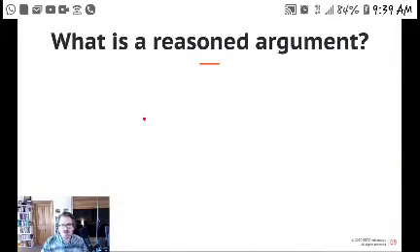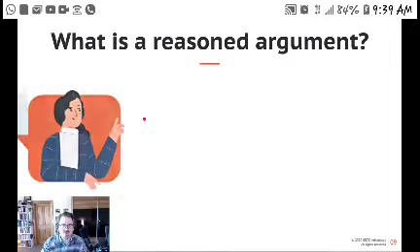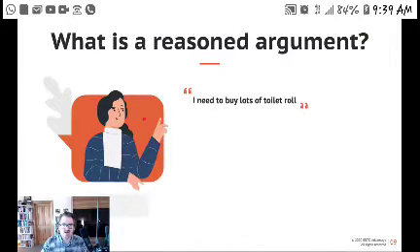So we talked about reasoned arguments. What is a reasoned argument? Well, imagine you are in a supermarket during the coronavirus crisis. And remember, during the coronavirus crisis, a lot of people were buying lots of toilet roll. So it was like that here in the UK and in many other countries in the world. People started panic buying toilet roll because they thought that it was going to run out. It was a very strange thing to buy.